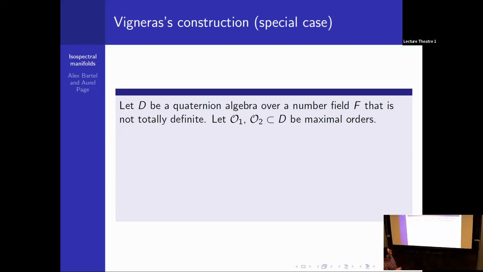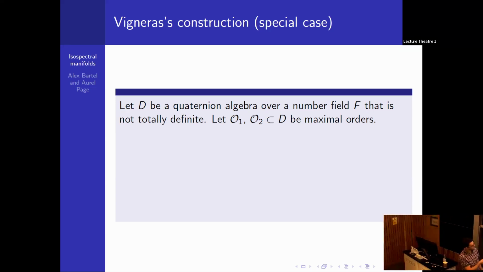So let me sketch Vignéras's construction to you. At least, I think what I'm sketching is basically what people say is Vignéras's construction, but if you think about it carefully, what she does is vastly more general, and I will stick to a special case. So take a number field, take a quaternion algebra over that number field, and assume it's not totally definite, otherwise you'll get just single points rather than proper drums.